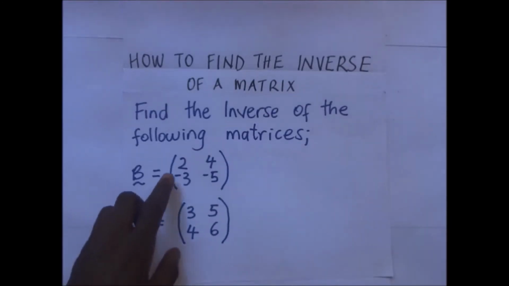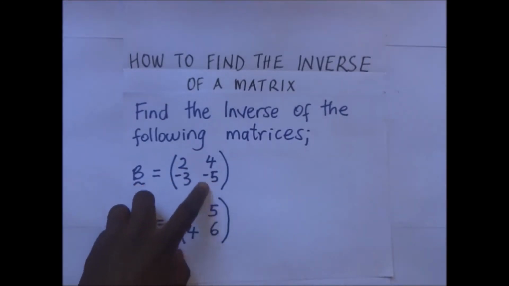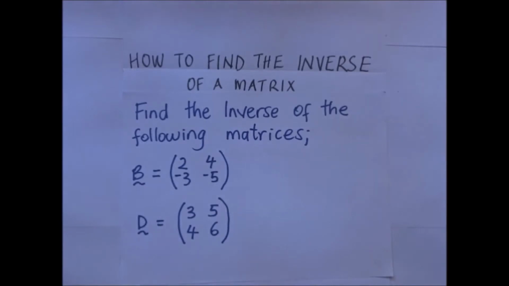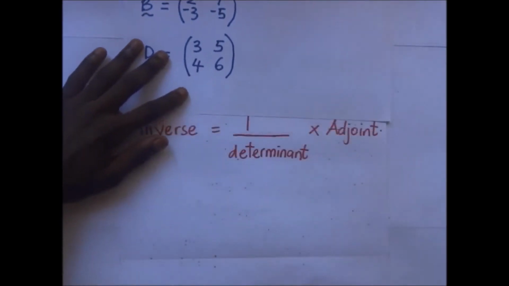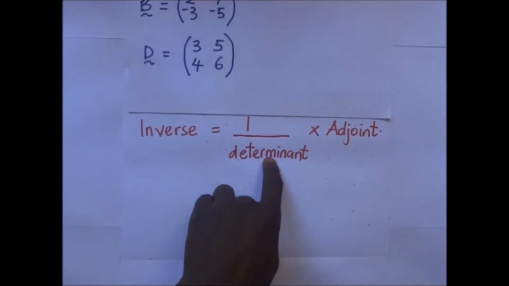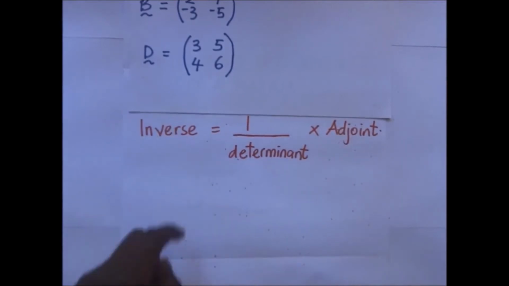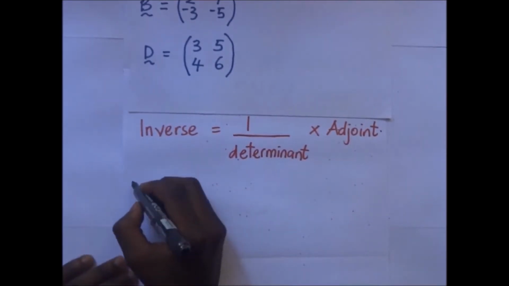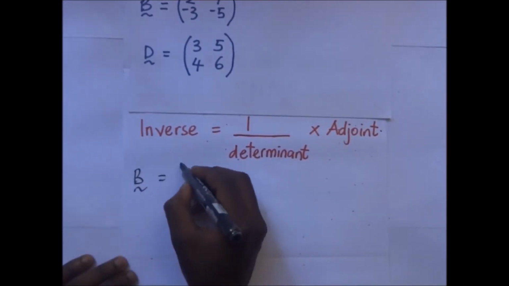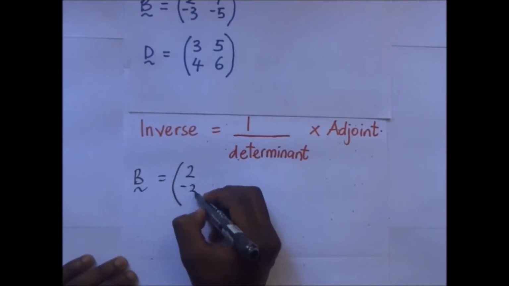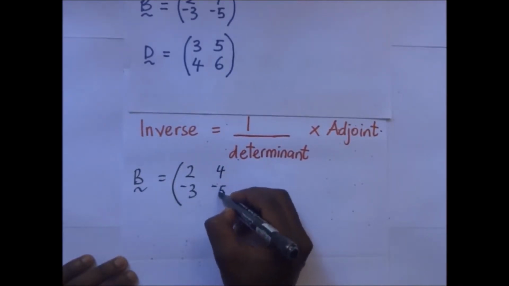We have matrix B, which is 2, 4, -3, -4, and we are required to find the inverse of that matrix. To find the inverse of this matrix, we have to first find the determinant, then we get the adjoint, then afterwards we substitute them in here and get the inverse. So we have matrix B, which is 2, -3, 4, -5.